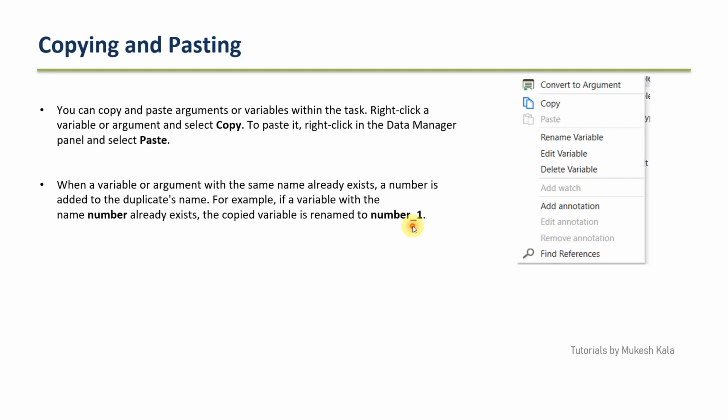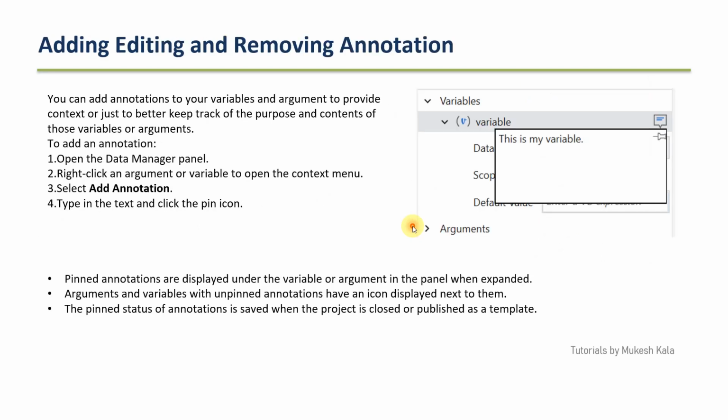Moving forward, we have an option of editing and removing the annotations from the variables and the arguments. Now, what exactly is annotation? Annotation is something when I want to give more additional information about why exactly I have created that variable. So as a good practice, it is always recommended to have annotations in the sequences and flowcharts, and you can also provide it on top of the variable as well, right?